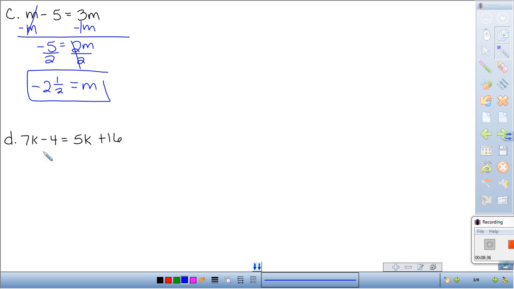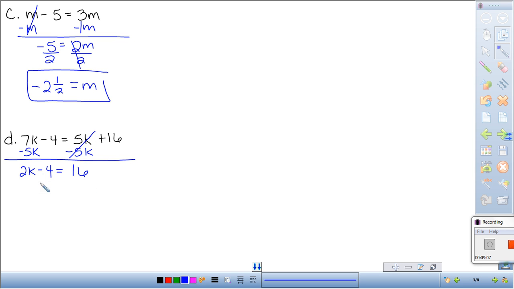And last one of these that we'll do, again, we have k's on the left side, k's on the right side. We have no like terms to combine on either side. Instead, we have to add or subtract to get our variables from one side to the other. So looking at 5k, it's my smaller one. It's positive, so the opposite of positive 5k is to subtract 5k from both sides. 7k minus 5k is 2k minus 4 equals 5k minus 5k is 0, 16.